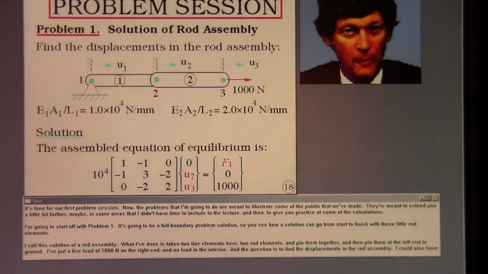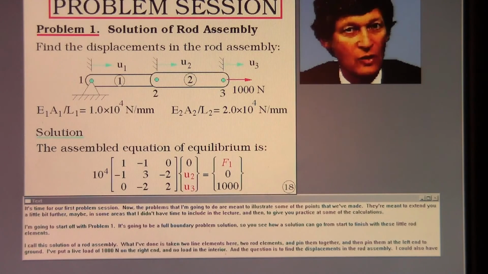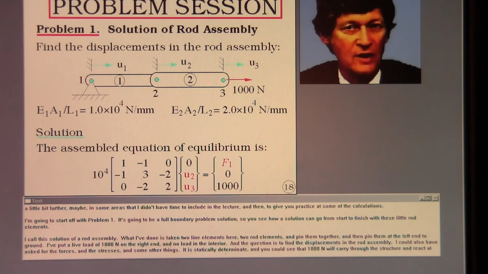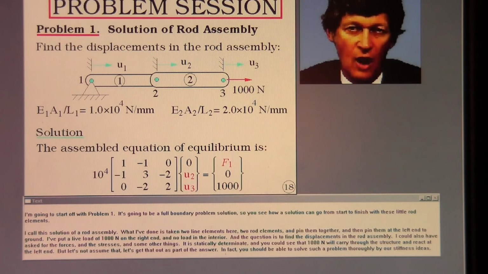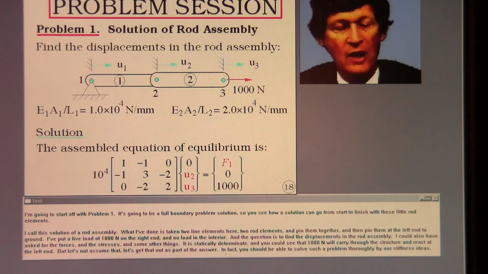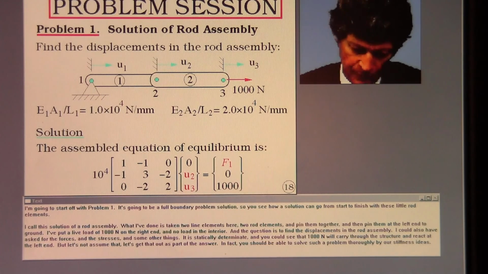It's time for our first problem session. Now, the problems that I'm going to do are meant to illustrate some of the points that we've made. They're meant to extend you a little bit further, maybe, in some areas that I didn't have time to include in the lecture, and then to give you practice at some of the calculations. I'm going to start off with problem 1, which is going to be a full boundary value problem solution. So you see how a solution could go from start to finish with these little rod elements.